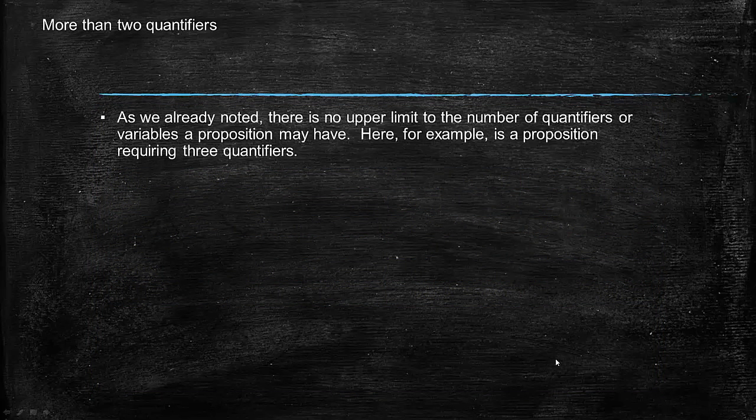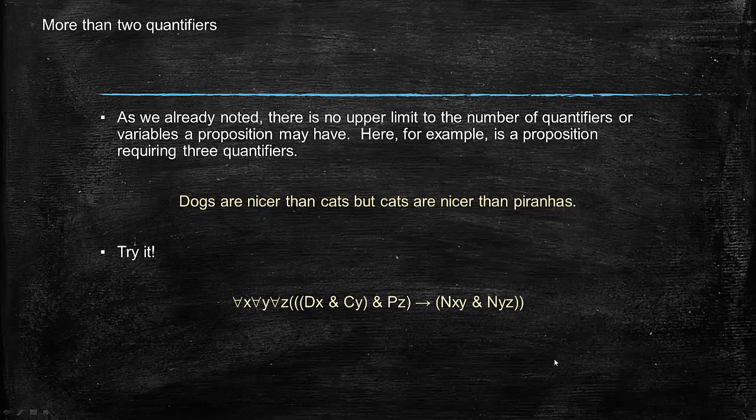So we've already noted that there's no upper limit at all to the number of quantifiers or variables we can use. So here's an example. We're not going to do a bunch of these, but here's an example that requires 3 quantifiers. Dogs are nicer than cats, but cats are nicer than piranhas. How can we say that? Well, we introduce 3 quantifiers, right? 1 for cats, 1 for dogs, and 1 for piranhas.